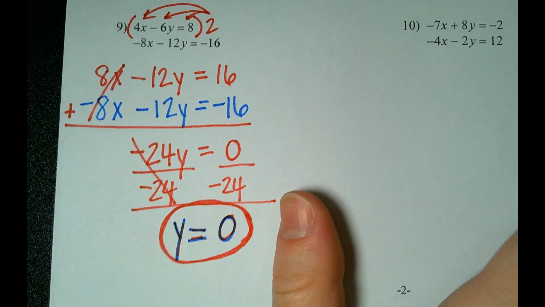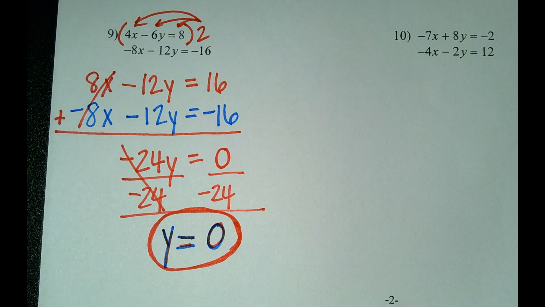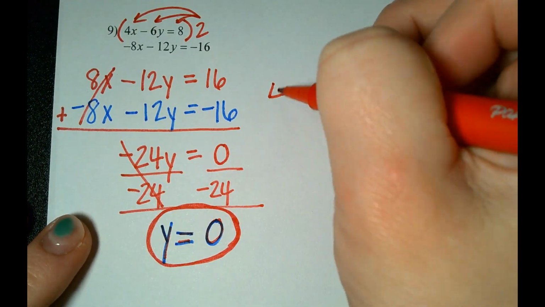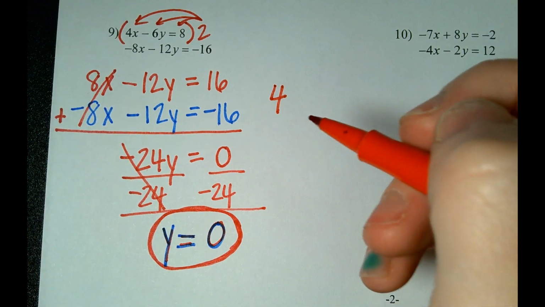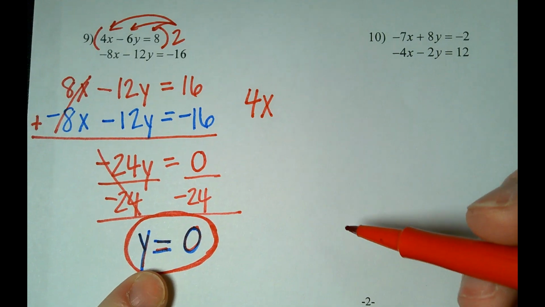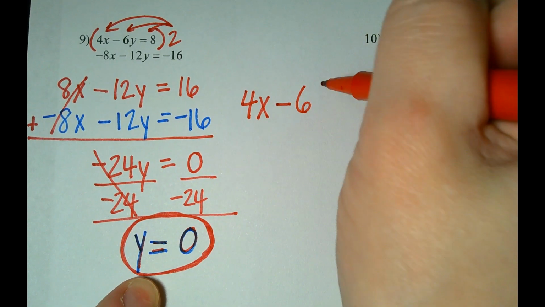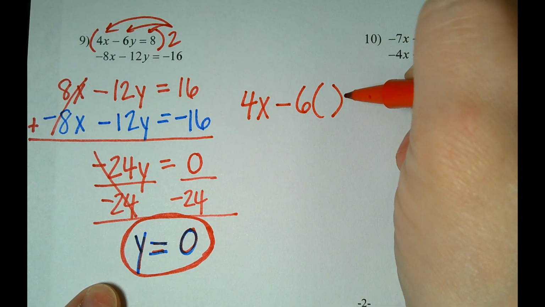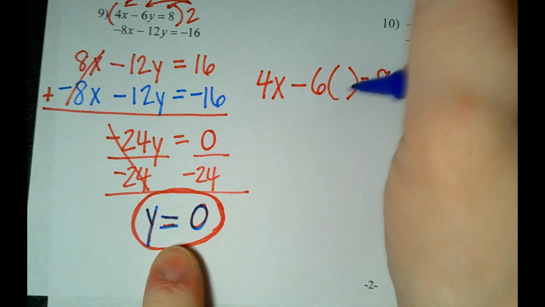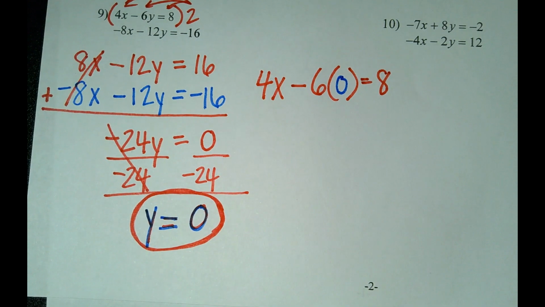So what should we do next? Solve for x. Okay, do we want to use the top or the bottom equation? Let's use the top one. So now let's be careful as we're plugging in our values. I've got 4x. Is that where I'm going to plug 0 in? No, I'm going to keep my x because I'm putting in a y. 4x minus 6y equals 8. And my y value we found was 0, so that's what I'm going to put in here.